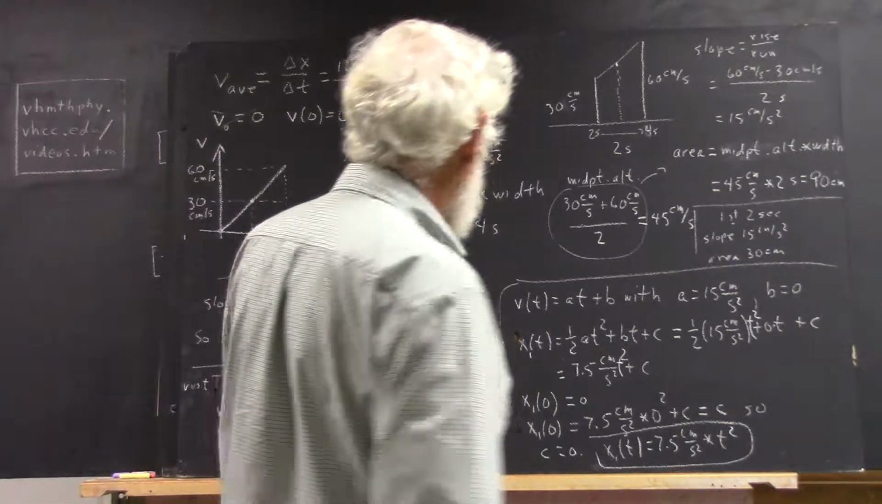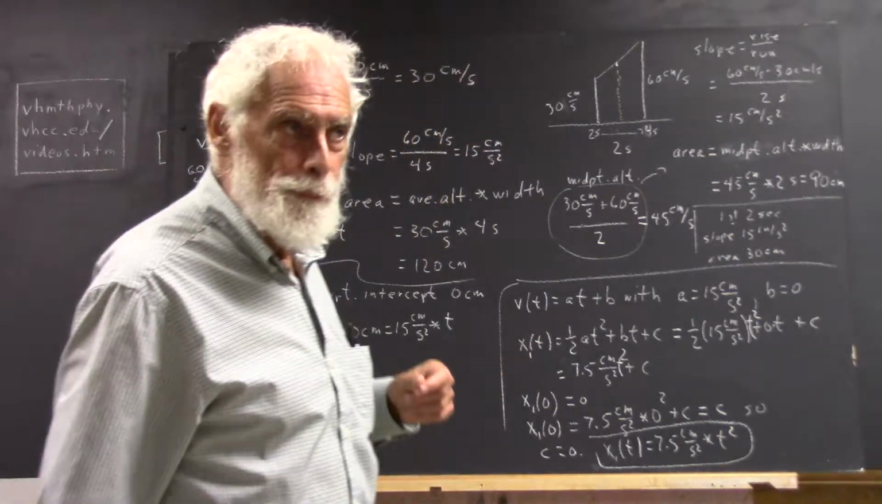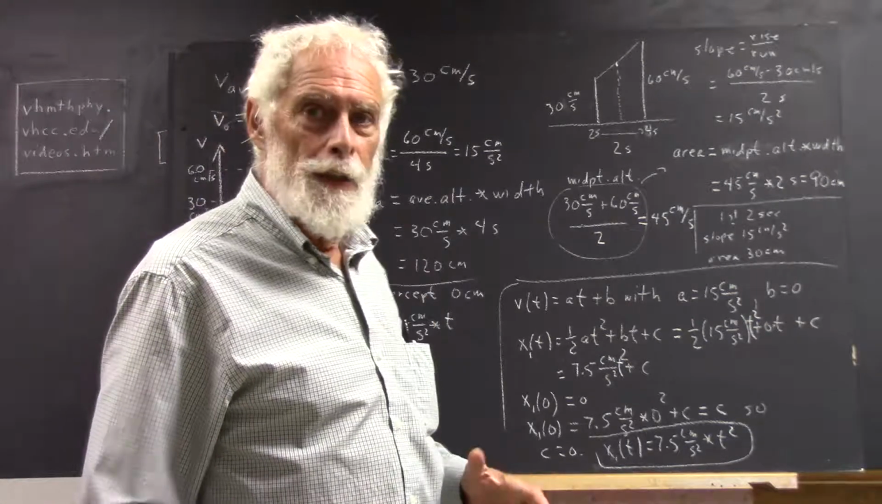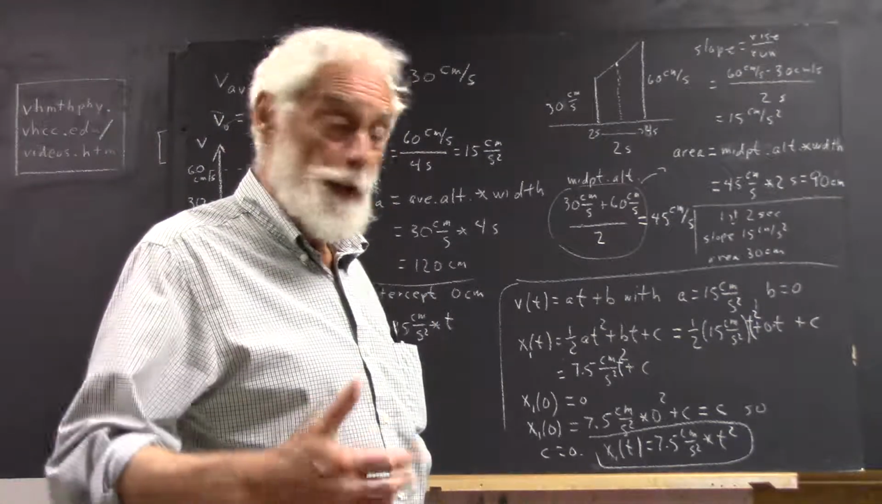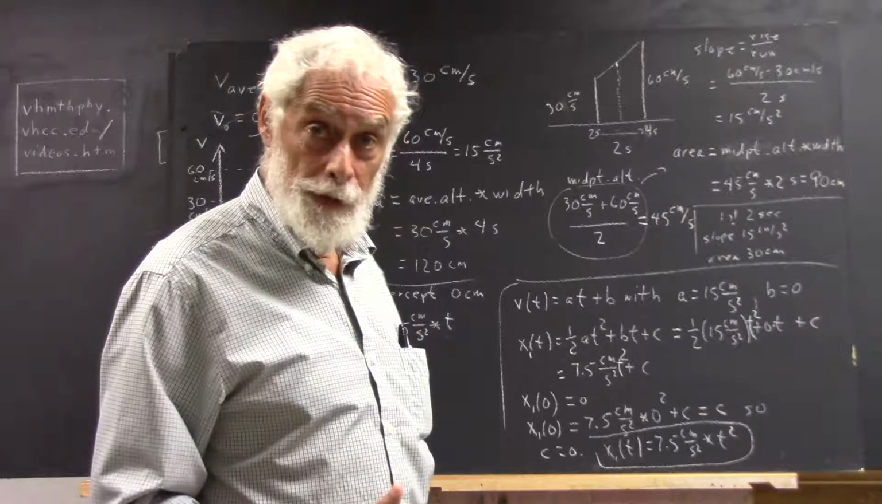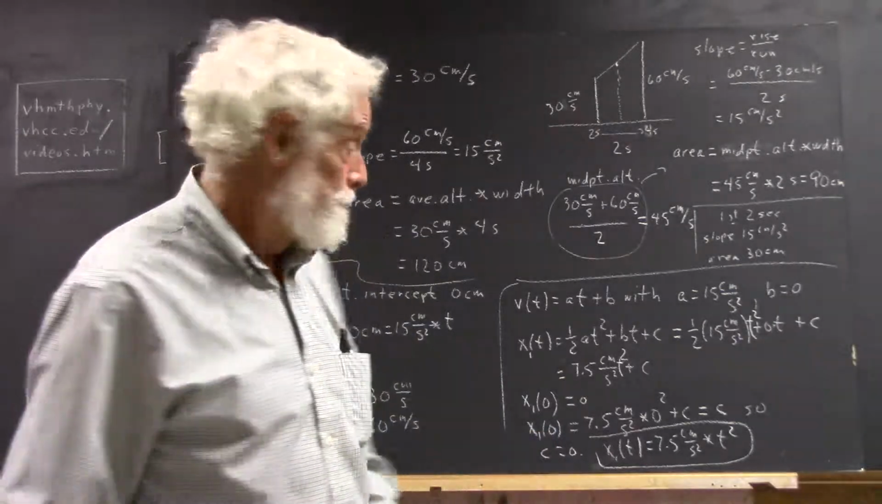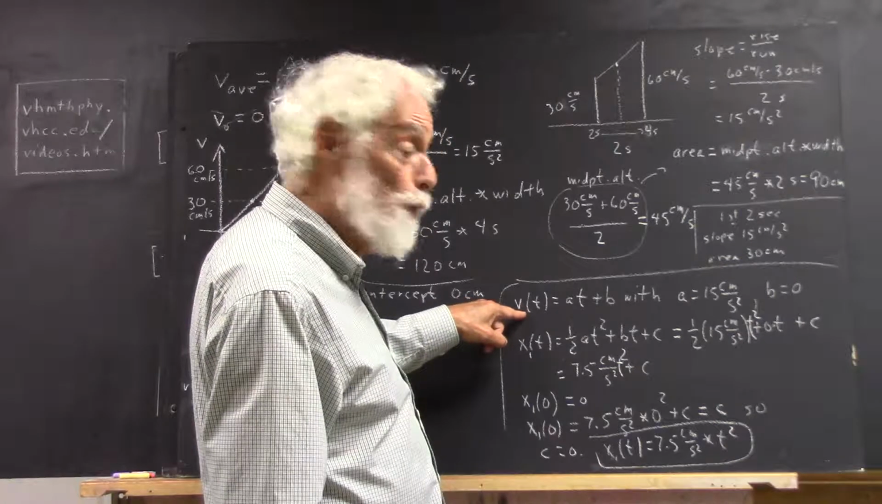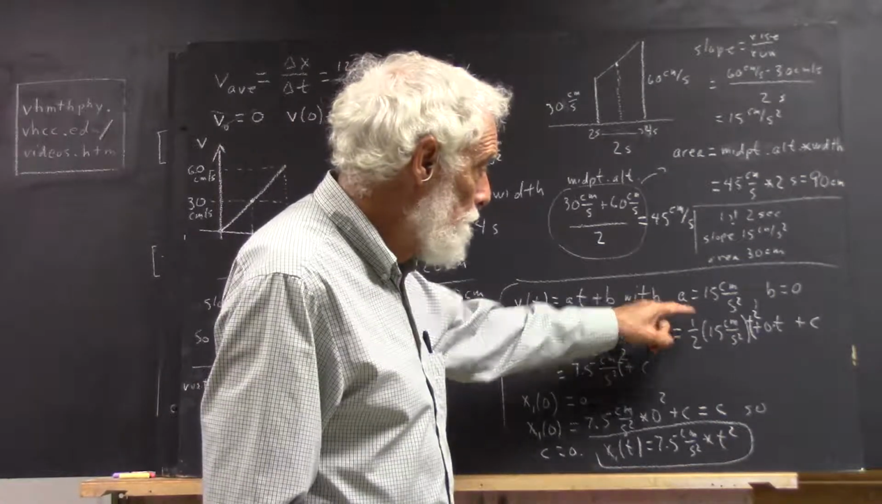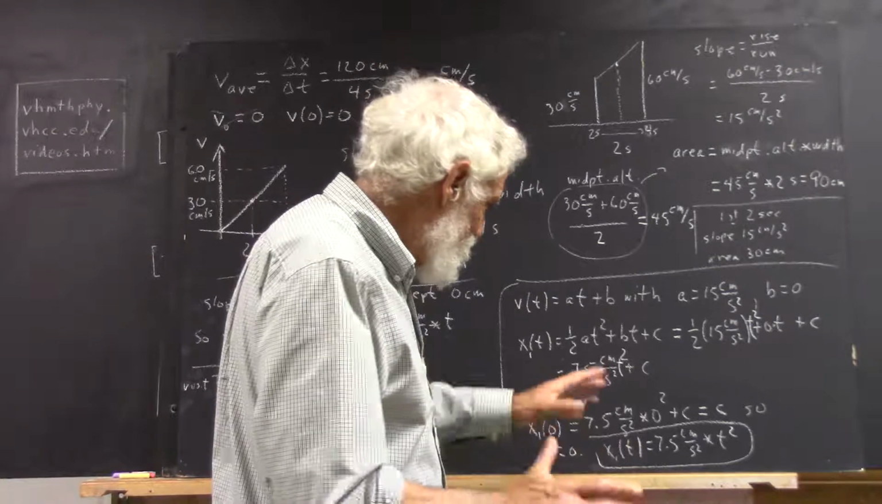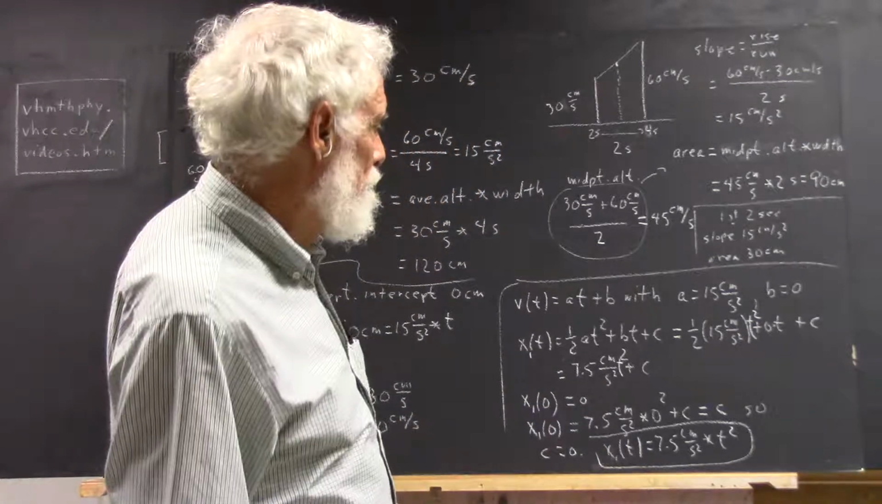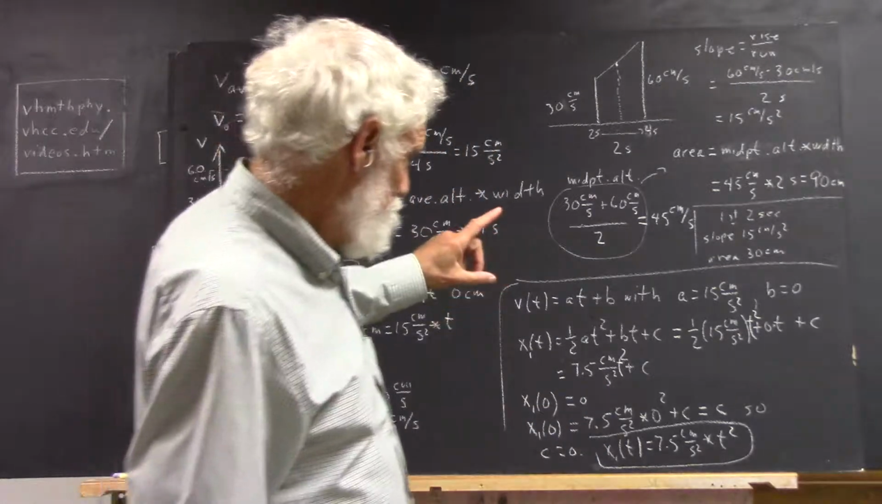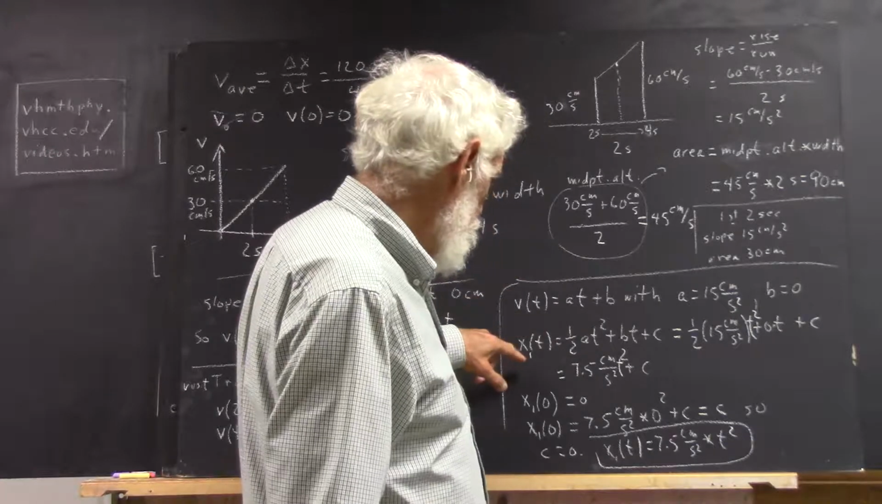Okay, now I call this x1 of t in anticipation of the fact that we're going to put another ball on another incline moving in the opposite direction. We're going to have an x2 of t. So to be consistent, I should have called this v1 of t and a1. Okay, I'm being a little careless, but we can clarify that next.